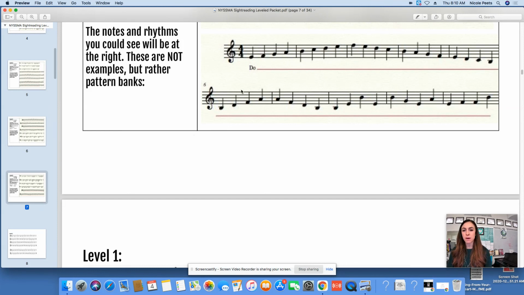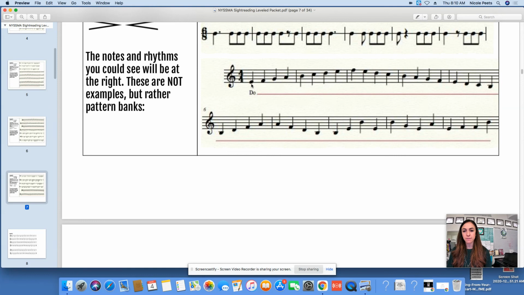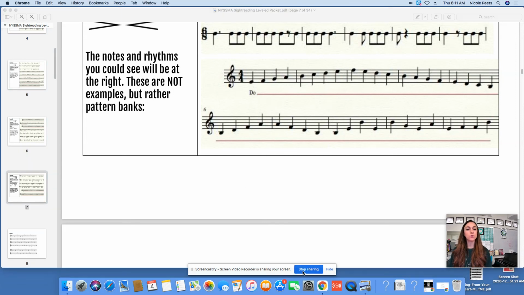The main thing to remember is that if your do is on a line, then your do, mi, sol will be on lines. If your do is on a space, then your do, mi, sol will be on a space. If your do is on a line, then your sol, ti, re will be on a space. If your do is on a space, then your sol, ti, re will be on a line. Excellent. Happy practicing on these level 6s. You will do a great job.